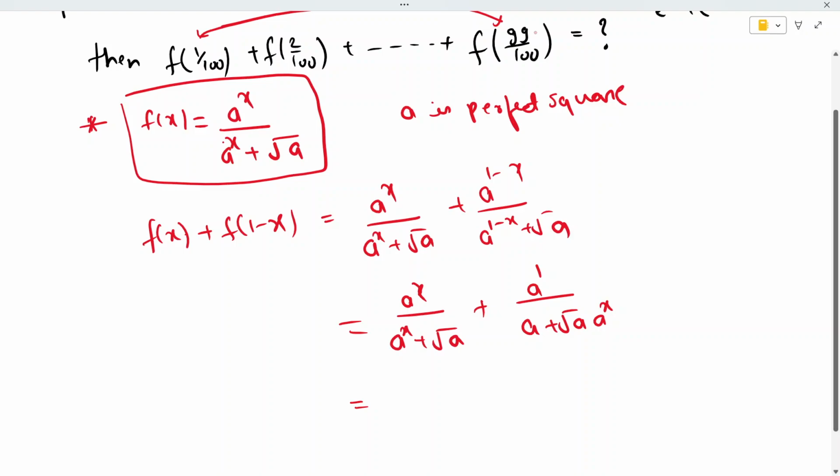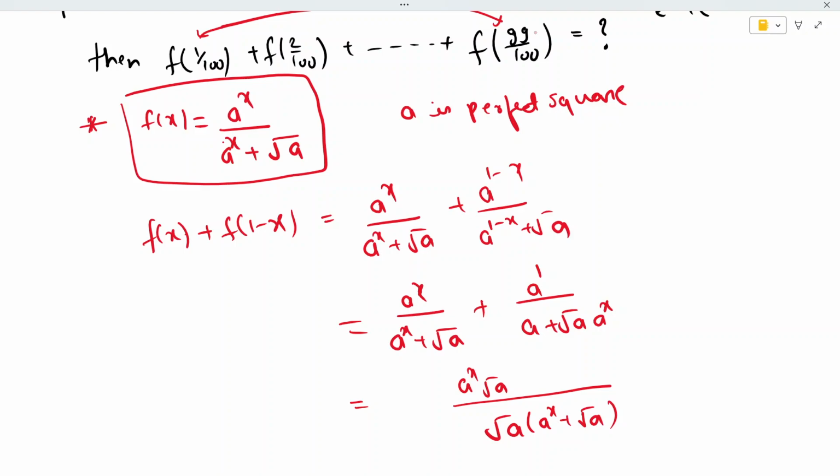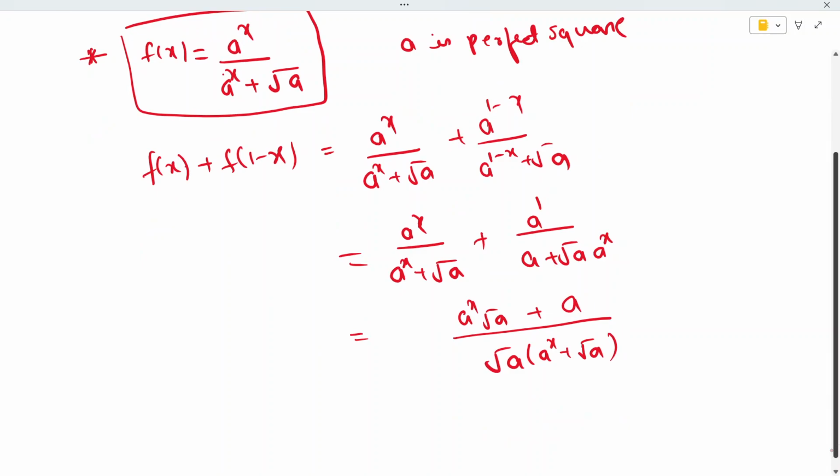Now take the LCM here. When you take the LCM, take root a outside. This is equal to root a plus a to the power x upon root a. This is the LCM that we are getting. So here you just have to multiply by root a plus, here as it is. When you do the multiplication, this is just calculation, nothing else.